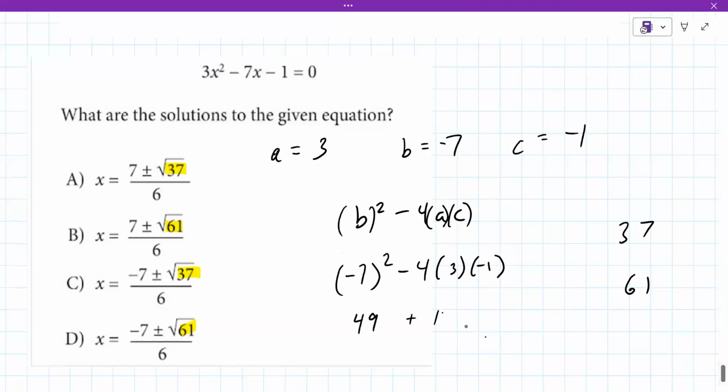You must be very tired. It is 61 here. The -4 and the -1 turn into +12. Or if you like 4 times 3 times -1, that's -12. They need negated to make +12, but it is 61. So that means it's either B or D. All right. Good job on that though. I'm not sure if you've seen that stuff before, but really good.